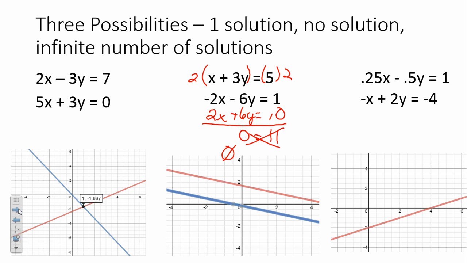What happens with this one? Well, I'm going to take everybody times 4 in the top. Okay, I take the top times 4. I will get x minus 2y equals positive 4. X's go away, y's go away, 4's go away. That's true, so it's the same line. I just divided everybody by 4. Okay, so there's an infinite number of solutions here. These are coincident lines.